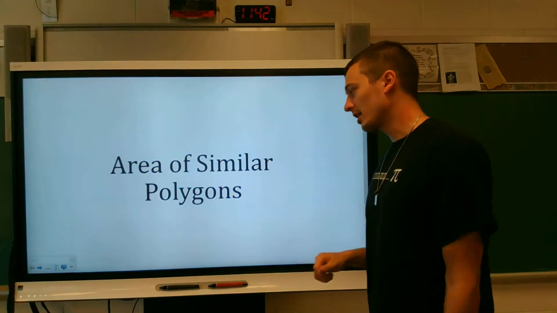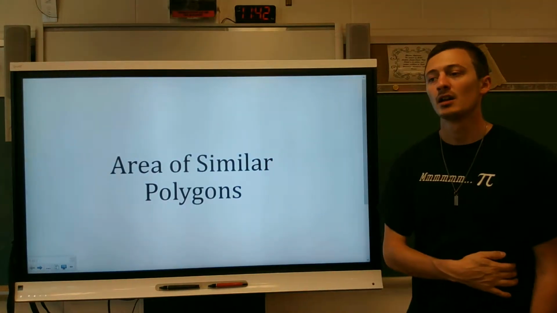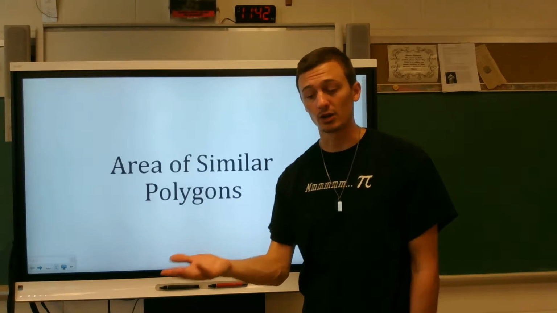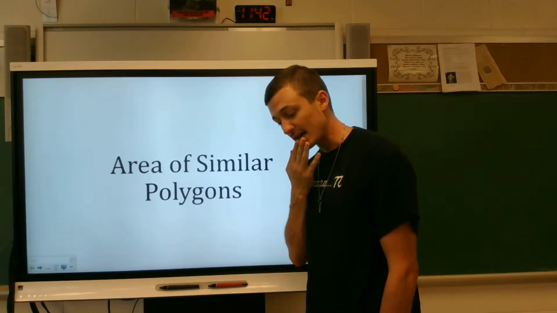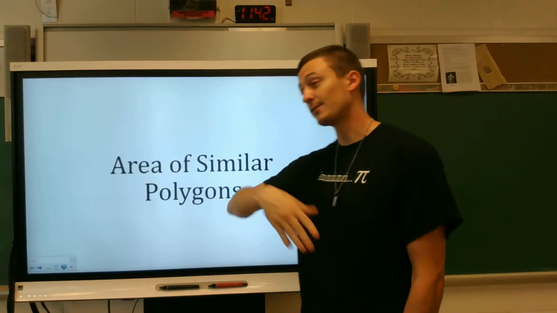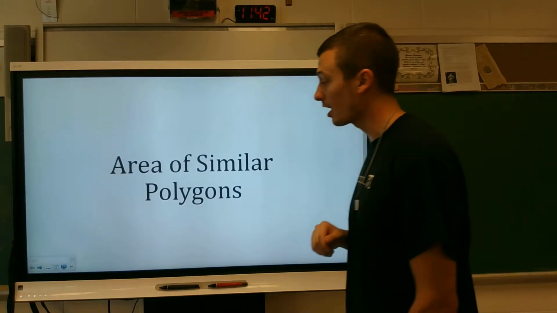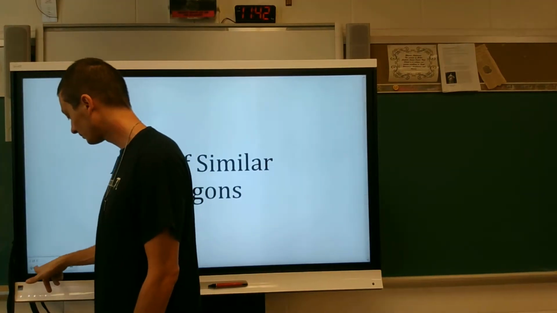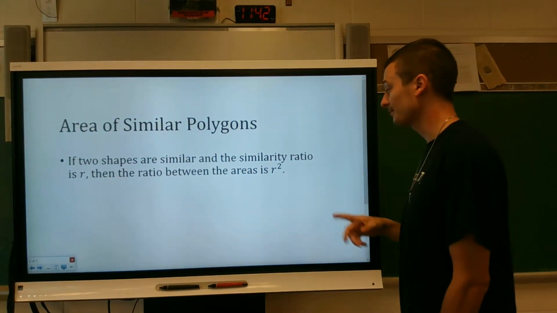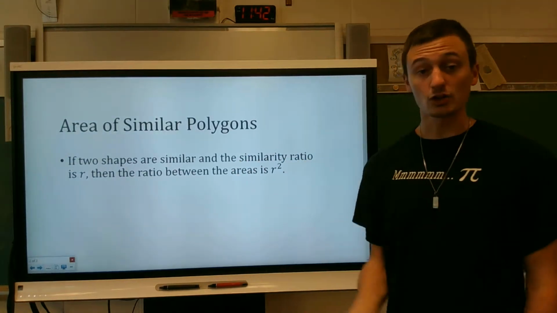Now, when talking about the area of similar polygons, if you're told that two polygons are similar and you want to find the area of both of them, and you're given the area of one, you can just find the dimensions of the other because you know they're similar. But there's actually a way to do that, and it's this: if two shapes are similar and the similarity ratio is r, then the ratio between the areas is r squared.